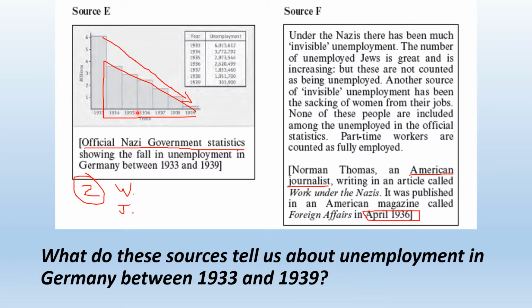Source F does tell us that the Americans were a bit skeptical about the Germans' attempt to lower the unemployment rates. And when the Americans saw these statistics, they said there's no way this is possible, that within the span of 6 years, they're going from 6 million to just about 300,000 unemployed people. So they were quite critical of what they were doing.